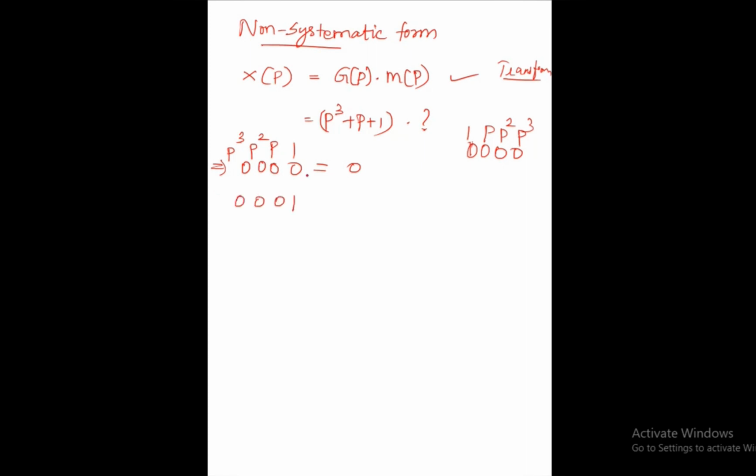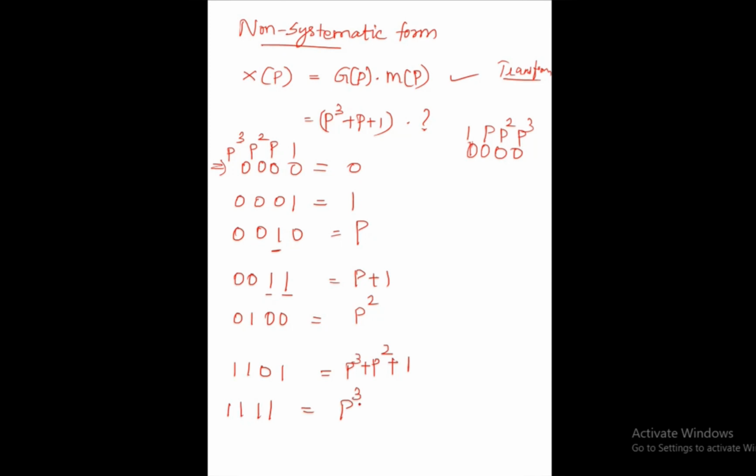For the message 0 0 0 0 there is no 1, so your message polynomial is 0. For 0 0 0 1 only the constant is available, so the value is 1. For 0 0 1 0, the 1 is available only for p, so your polynomial is p. For 0 0 1 1, p and 1 are available, so your polynomial is p plus 1. For 0 1 0 0, p square is available, so it is p square. Similarly, for 1 1 0 1, p cube is available, p square is available, p is not available, then the constant.